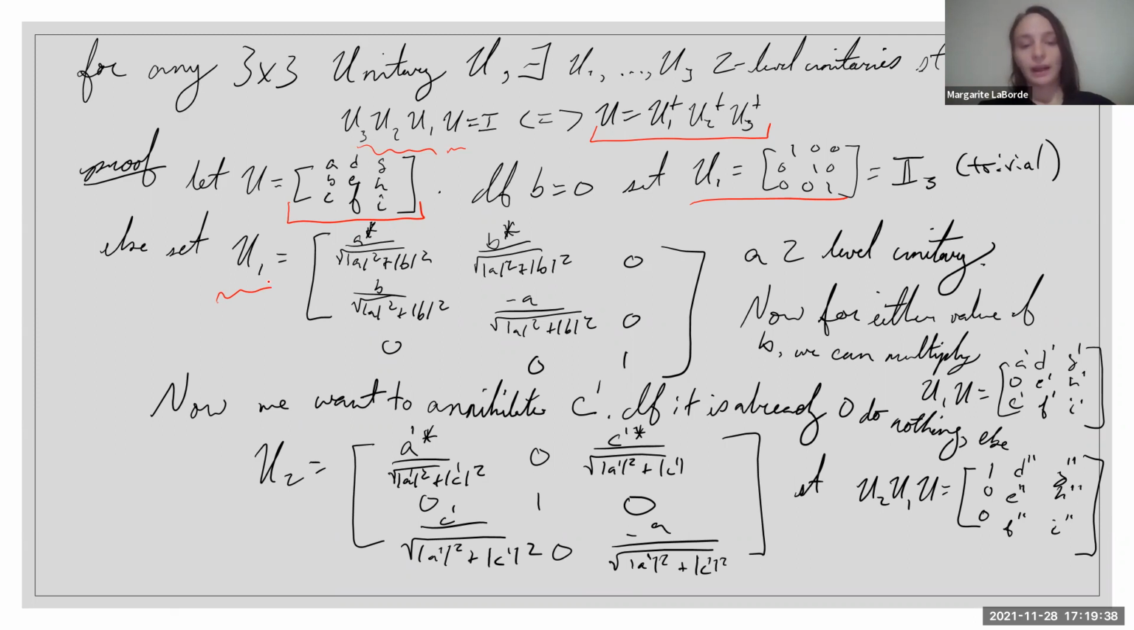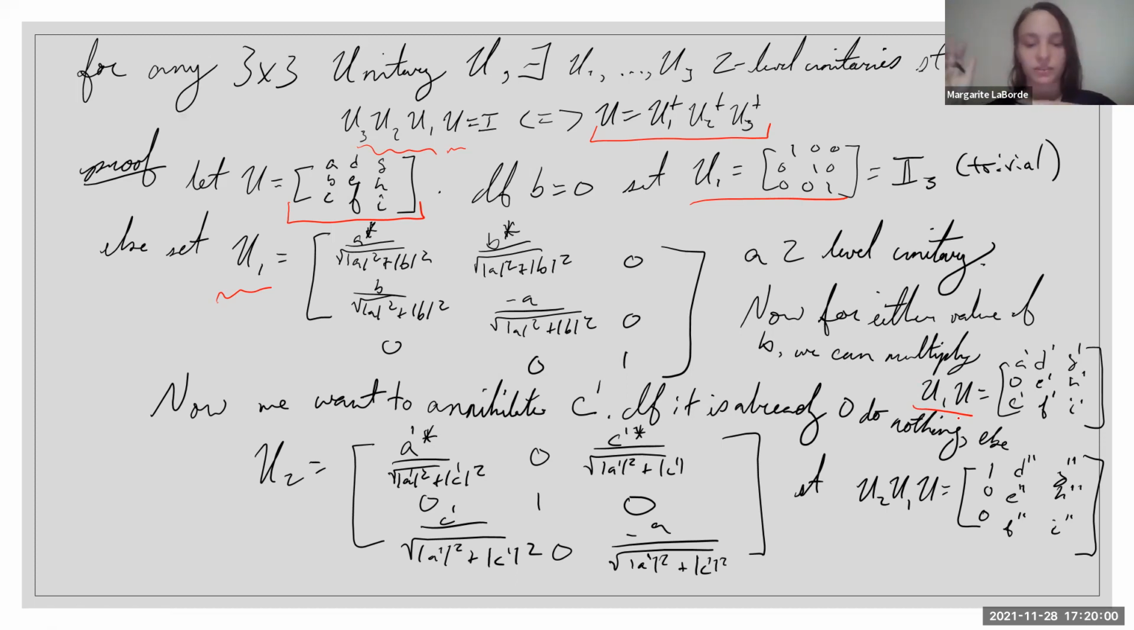So we specify U1 here, and this is 2-level. You can see because there's a column where there's only one non-zero entry at the bottom. So this is a 2-level unitary, and we can multiply this by the original and get a product here that has a 0 where the B used to be.